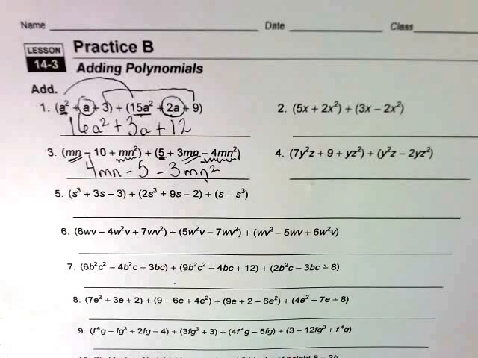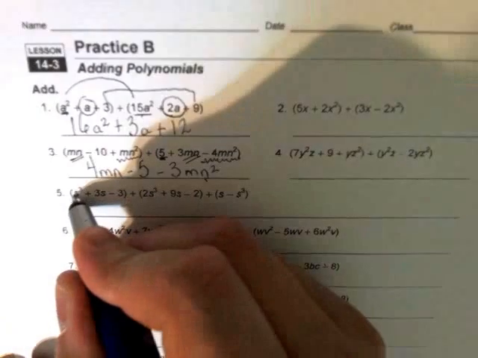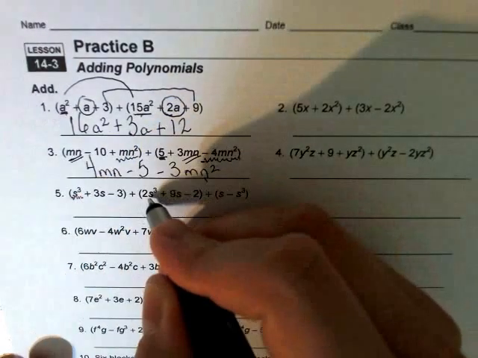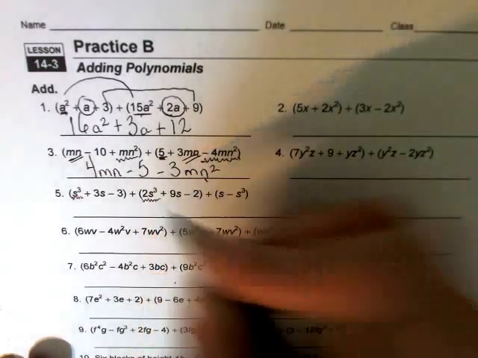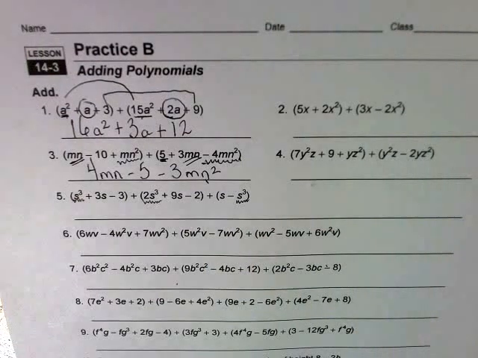So let's look at number 5. s cubed plus 3s minus 3 being added to 2s cubed plus 9s minus 2 being added to s minus s cubed. All right, so let's start with the s cubed terms. These all are just s cubed. There's nothing else with them in terms of variables. There's no t's, there's no x's, there's no j's, there's no a's. They just are s cubed terms.